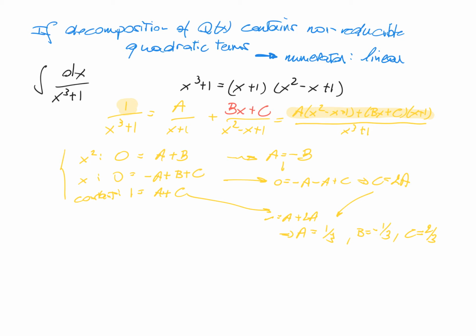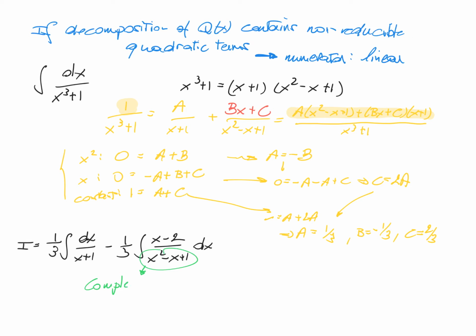We then plug this decomposition in the integral, so my integral becomes 1 over 3 times the integral of dx over x plus 1, minus 1 over 3 times the integral of x minus 2 divided by x squared minus x plus 1 dx. And to solve this, what we will do is we will complete the square. So what we said before, we will come back to completing the square.